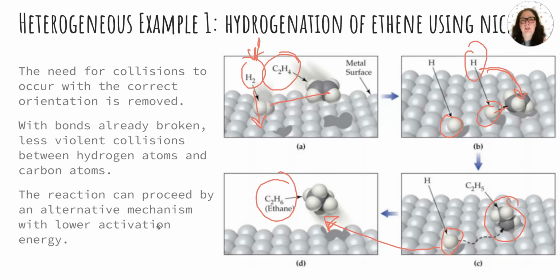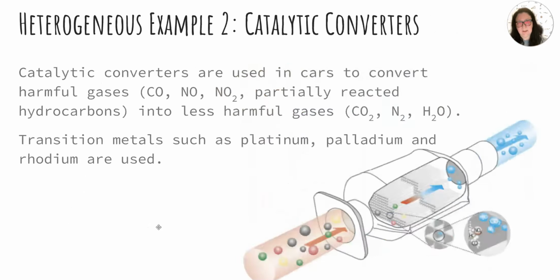And so this is heterogeneous. Why? Because hydrogen is a gas and ethene is a gas, and then the nickel is a solid metal. So the nickel is acting as the catalyst, but it's in a different phase from the reactants, so it's heterogeneous.